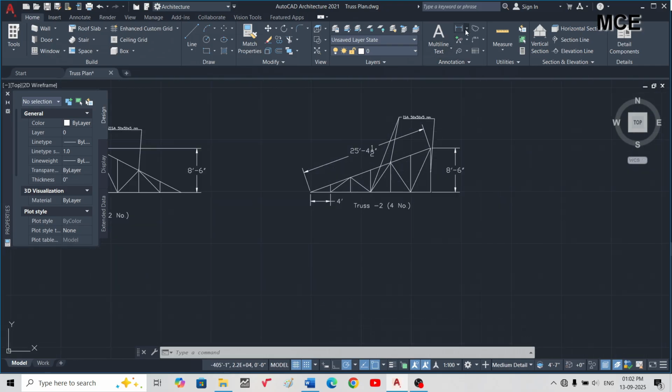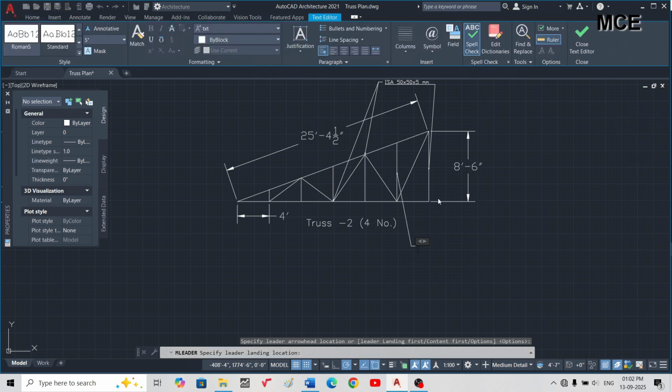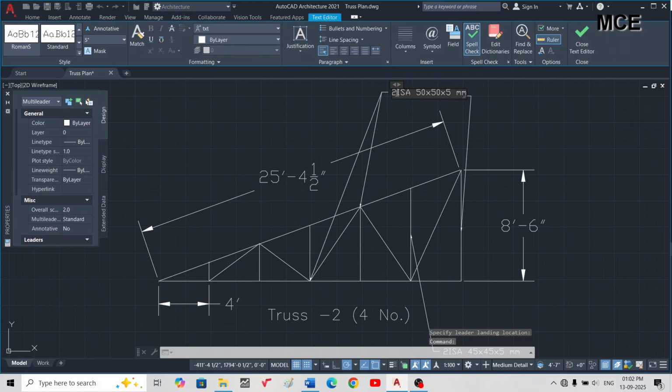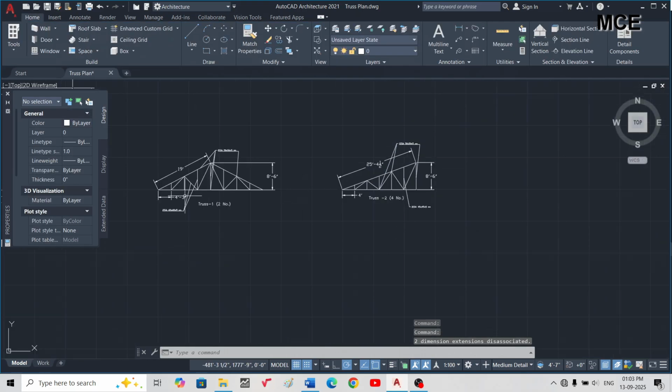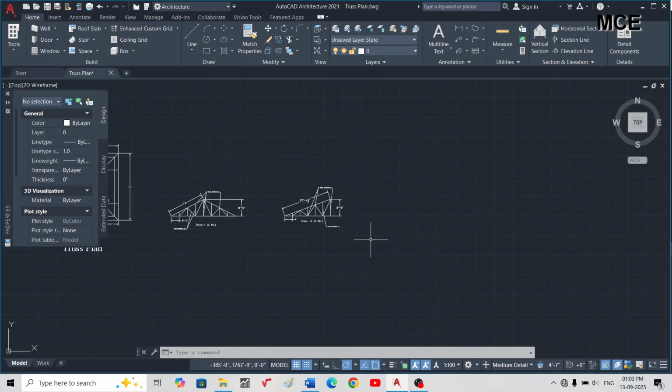The rest of the members, that is the vertical and the inclined, will be 45 into 45 into 5 mm, because more weight is to be carried by the rafters, king post and bottom chord. This should be 2 ISA. Not a single section but 2 ISA 45 into 45 into 5 mm. Also here 2 ISA, that is a double angle section, 2 ISA 50 into 50 into 5 mm. So this completes our truss 2.